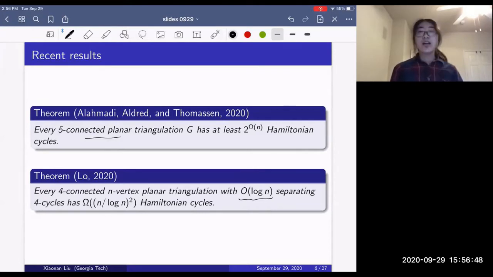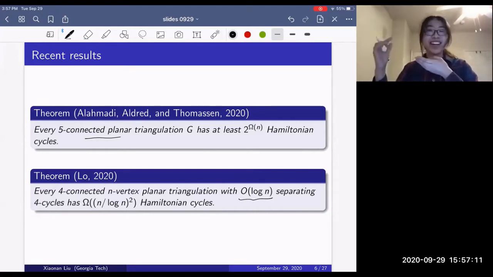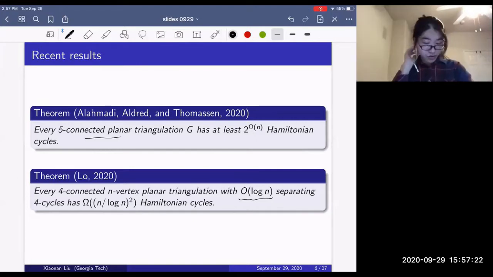So here, this is some 4-connected planar triangulation, here with fewer separating 4-cycles. It is a 4-connected graph, but it's very close to 5-connected. But I'm not sure how to say it. Maybe it's a relaxation of a 5-connected graph like that. So our work is to improve Liu's work.